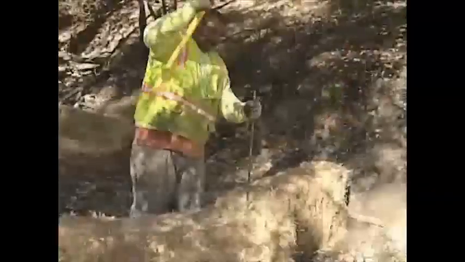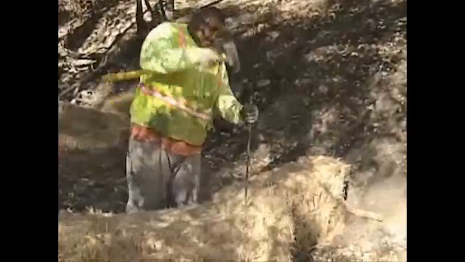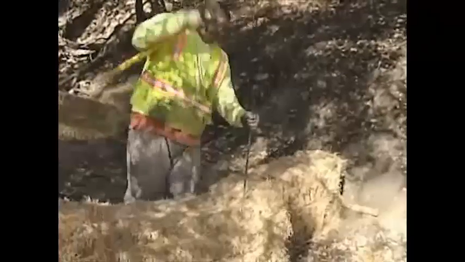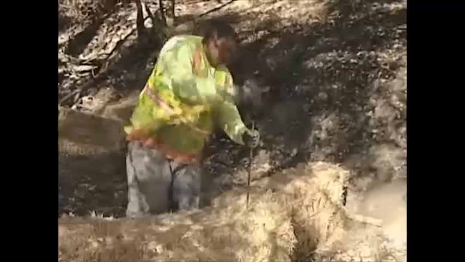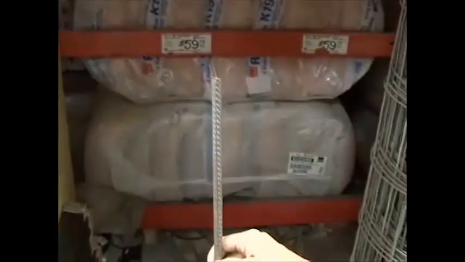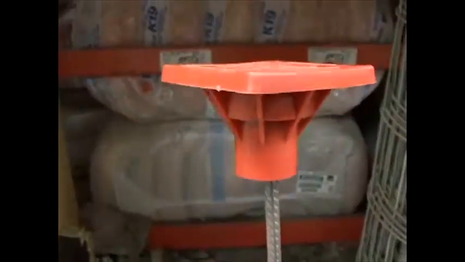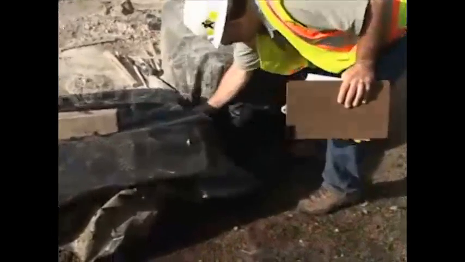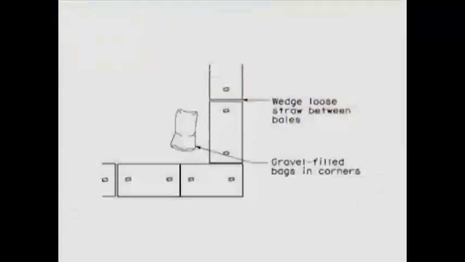If metal stakes are used, the tops of the metal stakes must be bent at a 90-degree angle or capped with an orange or red plastic safety cap that fits snugly to the metal stake. The contractor must submit a sample of the metal stake and plastic cap, if used, for the resident engineer's approval before installation. To ensure integrity of the concrete washout facility, the contractor should wedge loose straw between the bales.